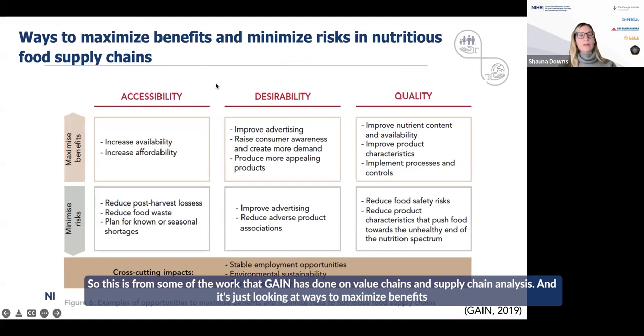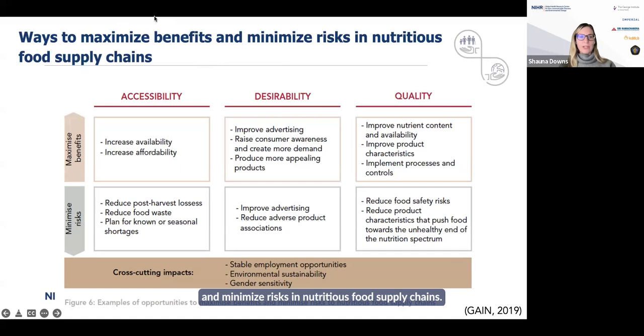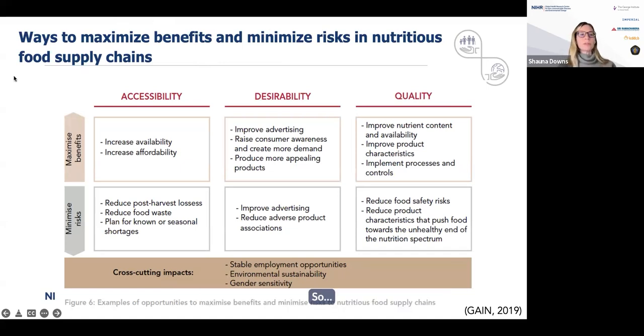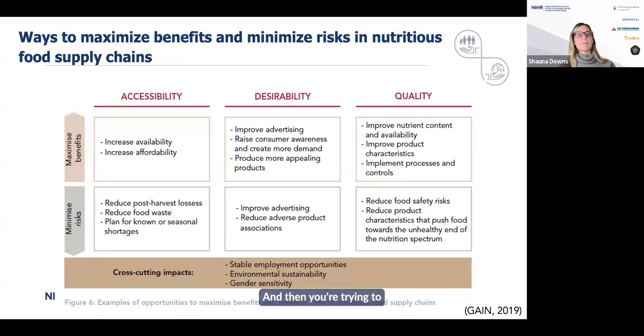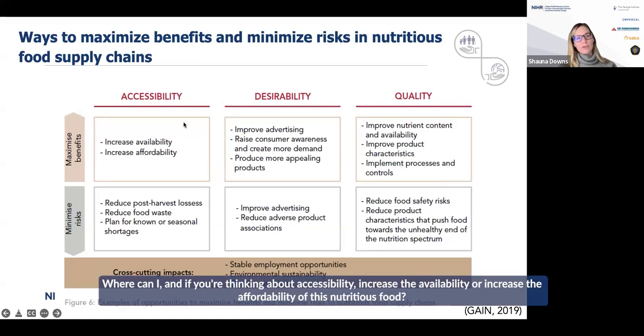So this is from some of the work that GAIN has done on value chains and supply chain analysis, and it's just looking at ways to maximize benefits and minimize risks in nutritious food supply chains. So in terms of maximizing benefits, this is what you're trying to do when you're mapping it out. You're mapping out the supply chain, and I'll go through how you actually go about doing that. And then you're trying to see where you can, if you're thinking about accessibility, increase the availability or increase the affordability of this nutritious food.